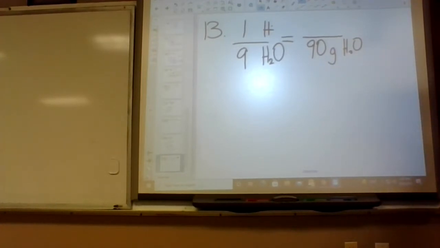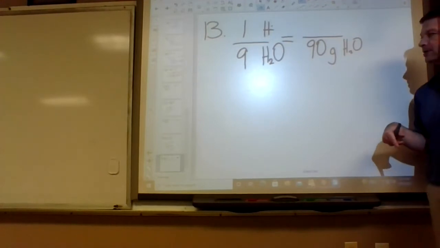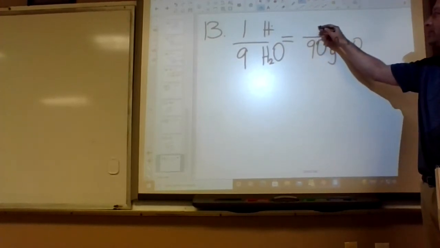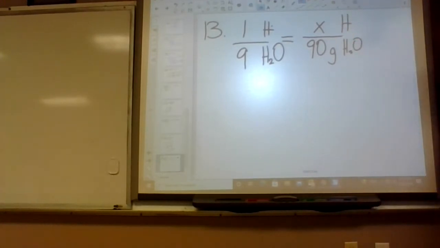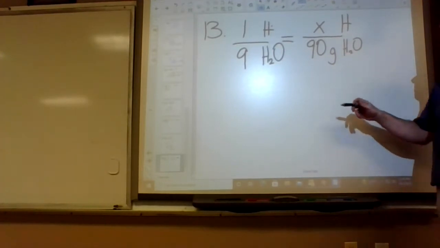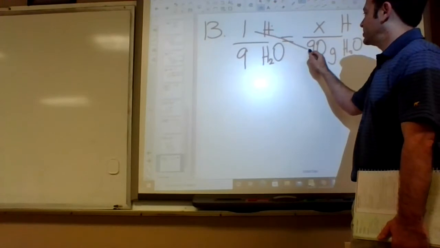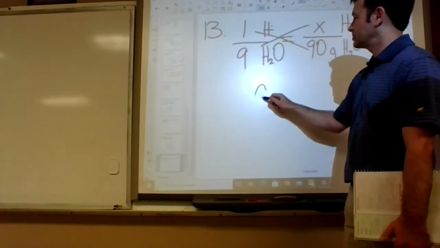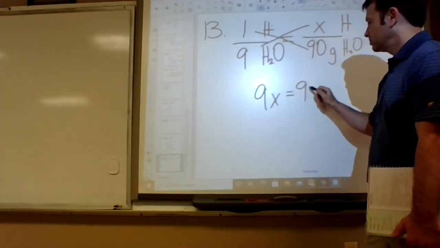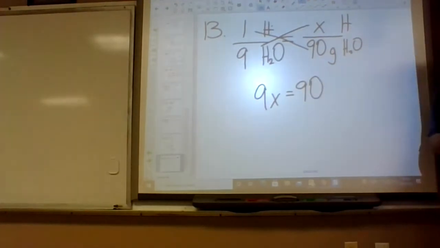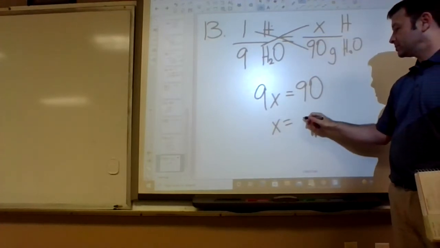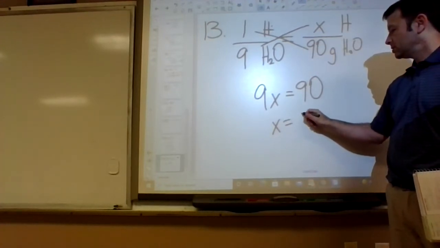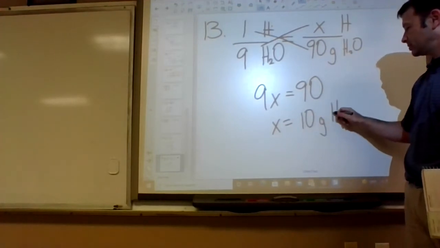Because I need my ratios to match. 1 hydrogen to 9 water equals how much hydrogen, I'll call it X, to 90 grams of water. So now what do I do? Cross multiply. That was my part. 1 times 90 equals 9 times X. So X is 10. X stands for the hydrogen. So I'll just put 10 grams of hydrogen.